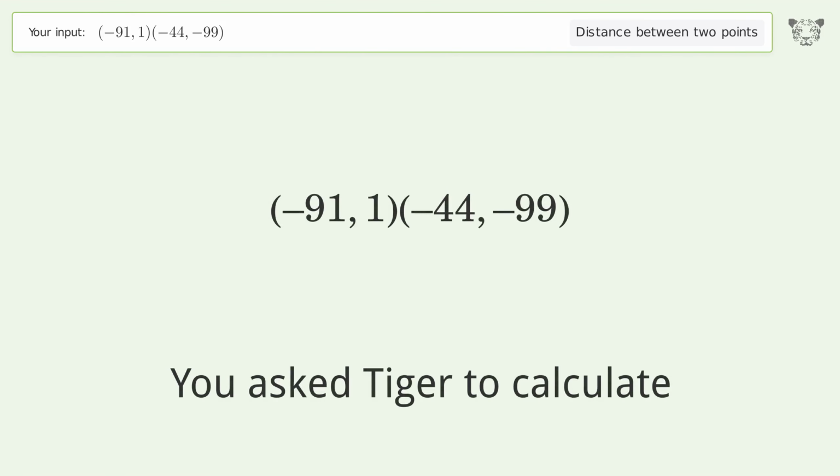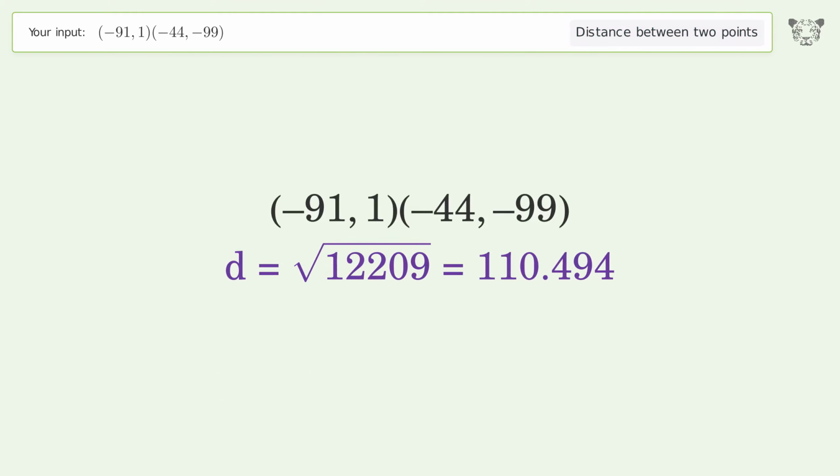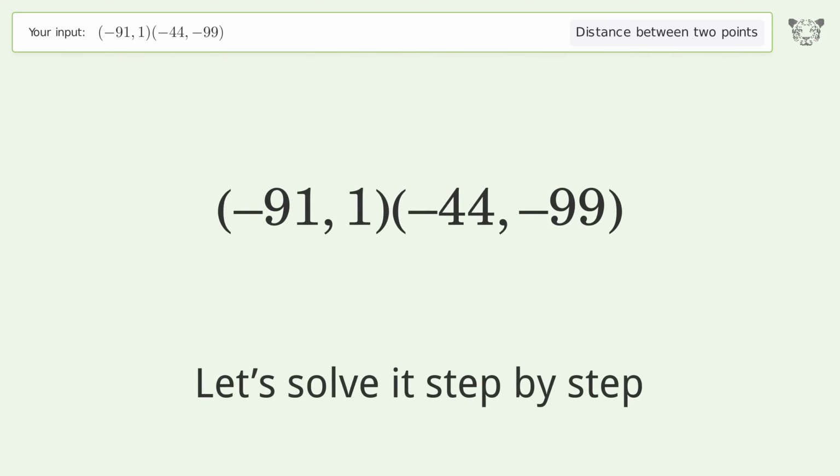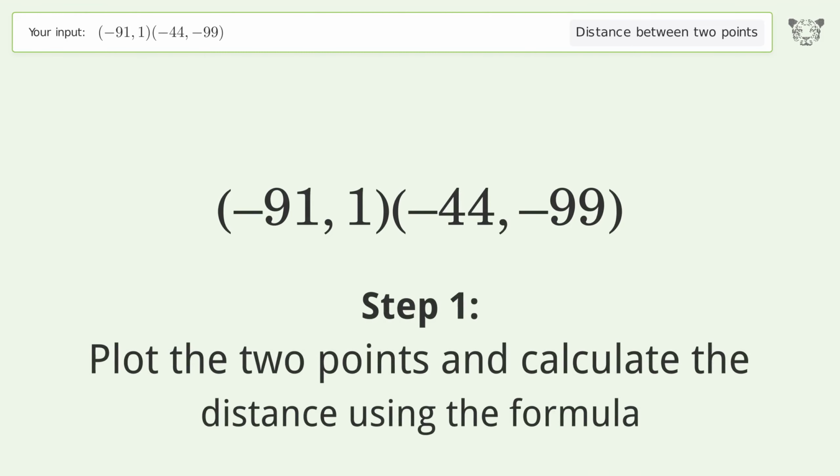You ask Tiger to calculate. This deals with the distance between 2 points. The distance between the 2 points is the square root of 12,209, or 110.494. Let's solve it step by step. Plot the 2 points and calculate the distance using the formula.